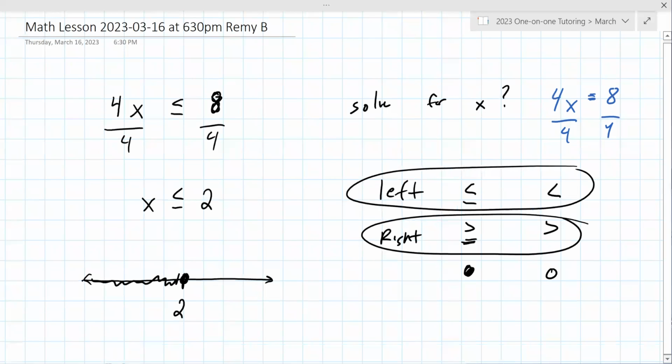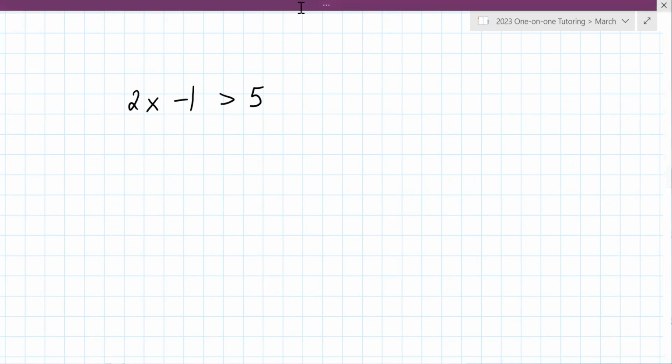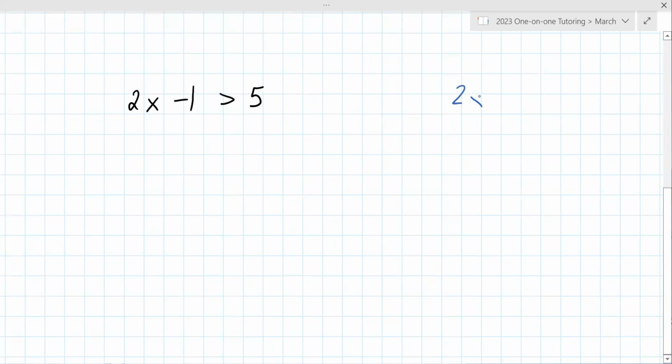All right, let's try another one here. 2x minus 1 greater than 5. Again, we need to solve this for x. So it's like asking you, how do you solve this equation on the right? How do you solve 2x minus 1 equals 5?